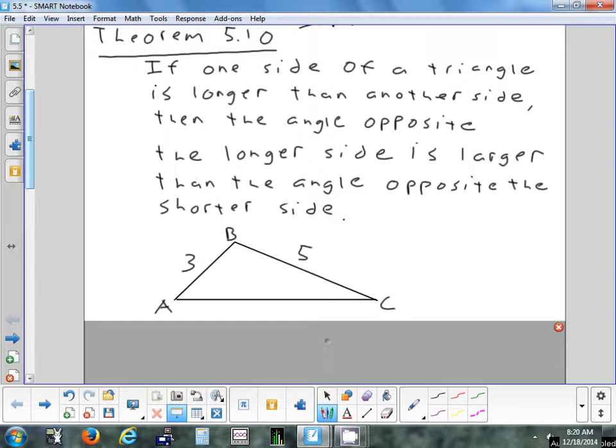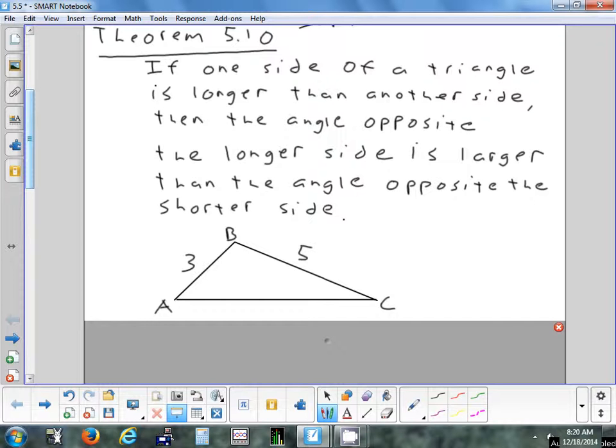So here's an example. Let's see if we can apply that theorem. Side AB is 3 units long. Side BC is 5 units long. Which angle would be larger in that picture, A or C? A. Why would A be larger? It's across from the bigger side.